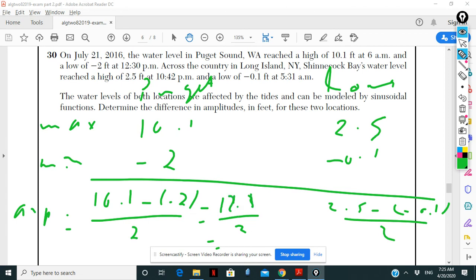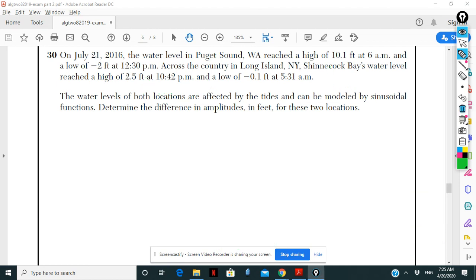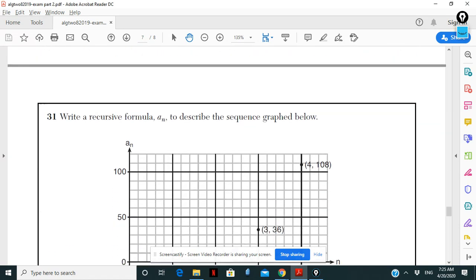which is 6.05. On the other hand, it's going to be 2.6 divided by 2, which is 1.3. So that's the difference in the amplitude for both of them. So the amplitude in Puget Sound is going to be higher.